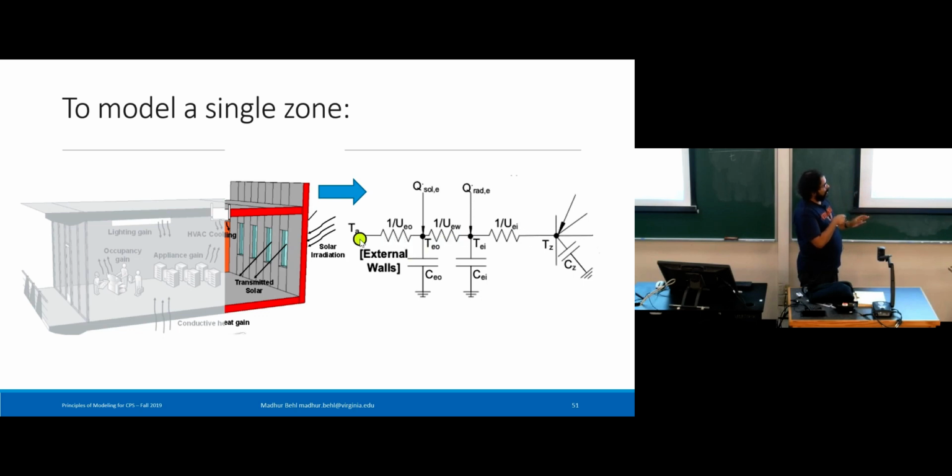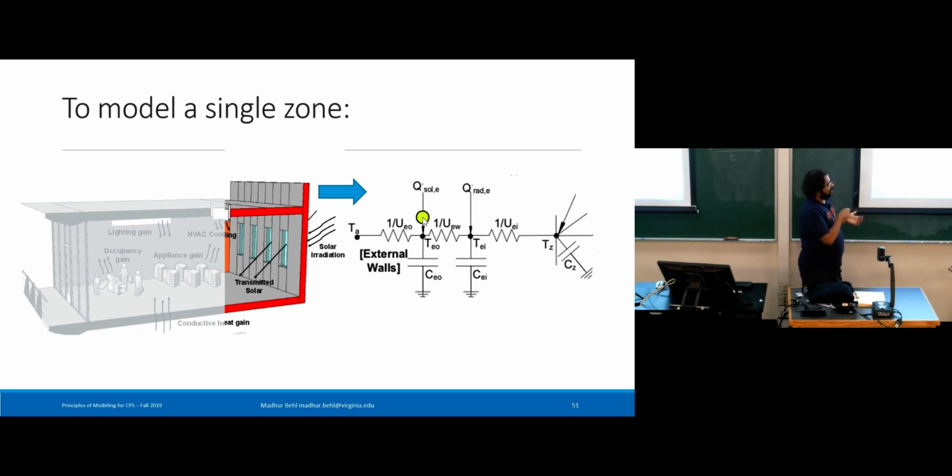So you have outside temperature, which I've said TA for ambient temperature. You have TEO, so EO means external outside. EI means external inside temperature, because this is the external wall. You have the capacitors of the associated thermal mass of these states as CEO and CEI. They're usually the same, but they could be different. And then you have the zone temperature on the other side of the wall with convection between the internal surface and the zone temperature itself.